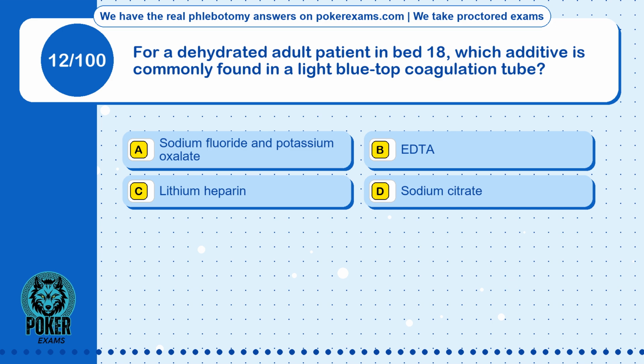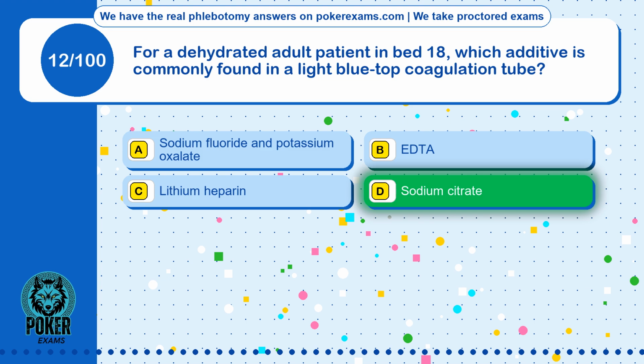Question 12. For a dehydrated adult patient in bed 18, which additive is commonly found in a light blue top coagulation tube? Option A, sodium fluoride and potassium oxalate. Option B, EDTA. Option C, lithium heparin. Option D, sodium citrate. The correct answer is option D.